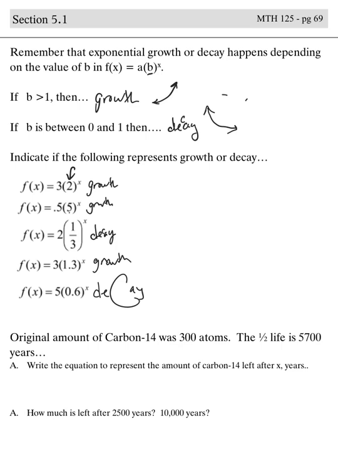Original amount of carbon-14 was 300 atoms, and the half-life is 570 years. Write the equation to represent the amount of carbon-14 left after X years. So you're going to go ahead and do that. And then find out how much is left after 2,500 years and after 10,000 years. So this is a time where you should put it on pause and do this example. It's just like the ones from the page before at the end of the last video. And then come back and compare your answers to mine.